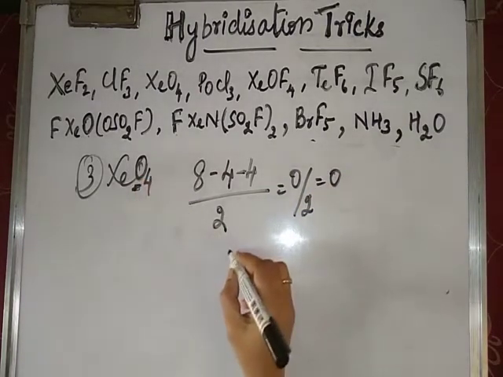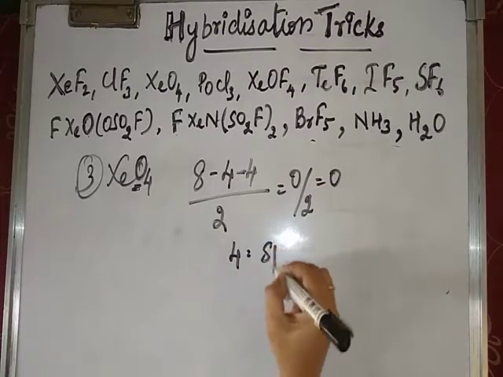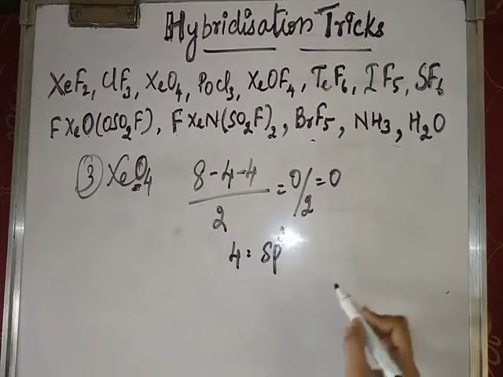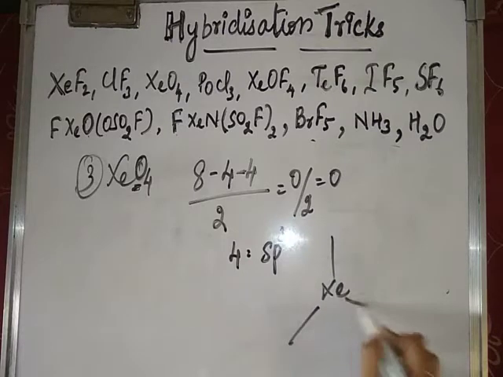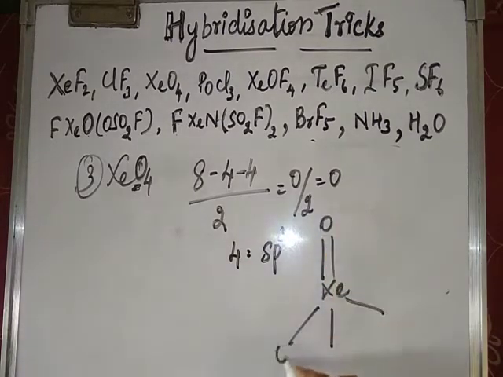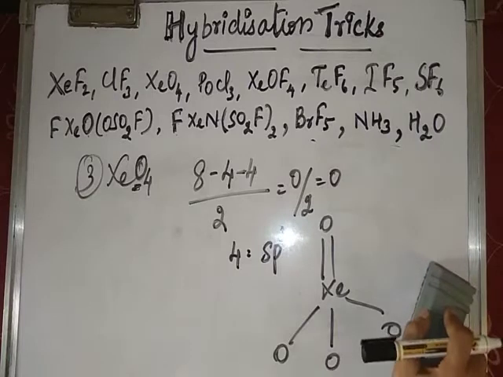So only 4. 4 means sp3. sp3 means xenon tetrahedral in shape. So one will be like this, another O will be like this. This is the xenon structure. And the next one, POCl3.